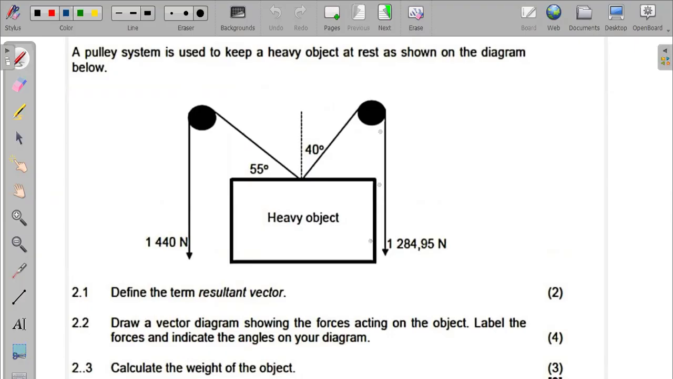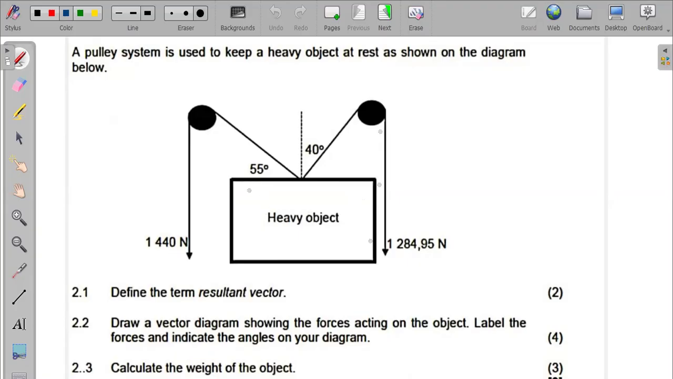So the resultant vector, as usual, is a single vector having the same effect as two or more vectors together, or a vector sum of two or more vectors. I think from the previous questions, it's now clear and obvious how you are to define the resultant vector if ever it is asked. Right, let's go to 2.2.